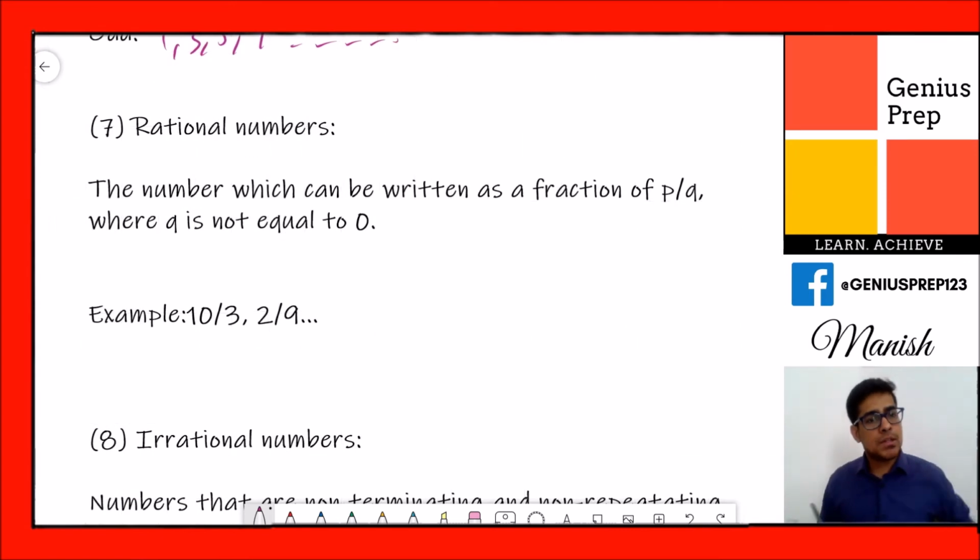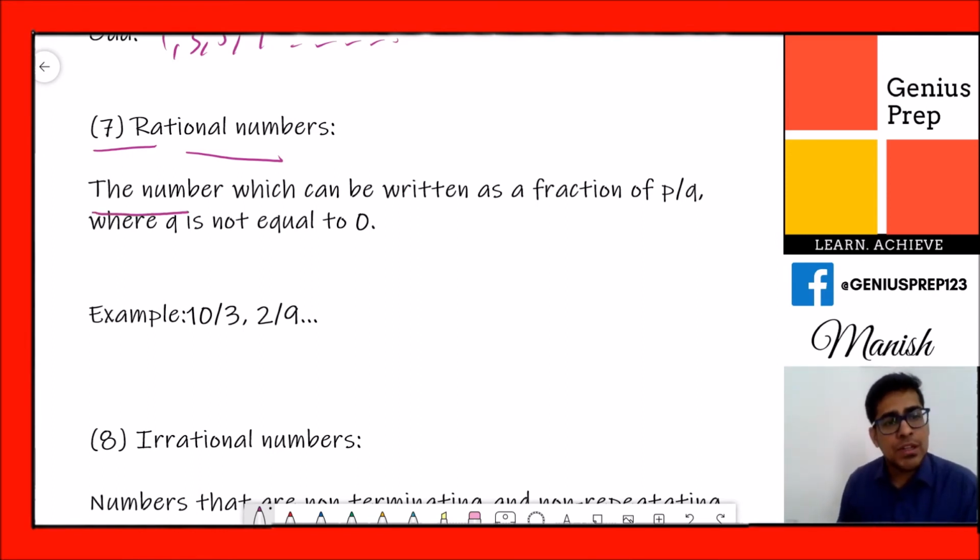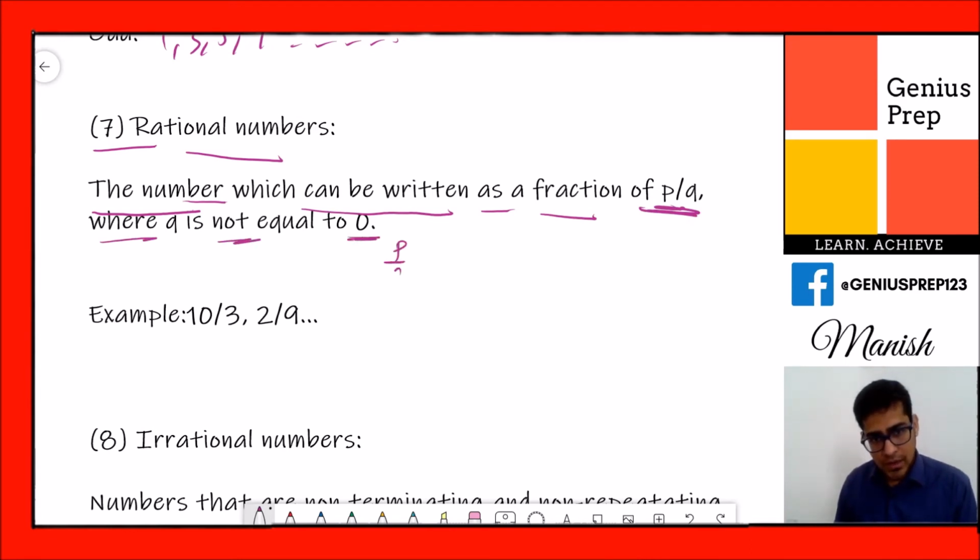Now, seventh, next is rational numbers. What are the rational numbers? Most of the numbers you see are rational numbers. Why? Because this is the definition of a rational number: a number which can be written as a fraction p by q, where q is not equal to 0. What does it mean? If we can write a number in p by q form where q is not equal to 0, those numbers are called rational numbers.